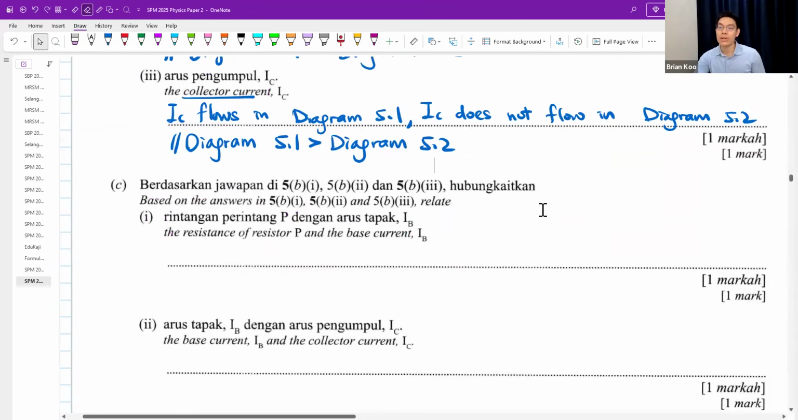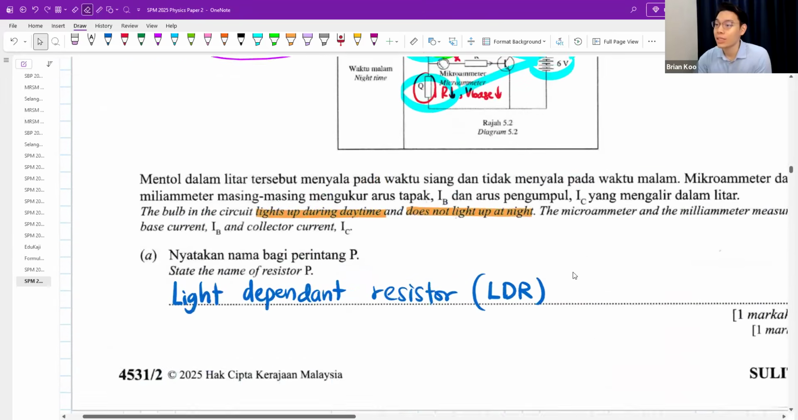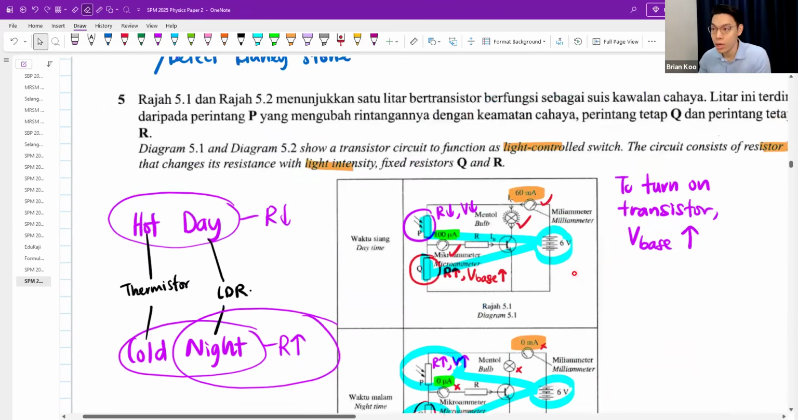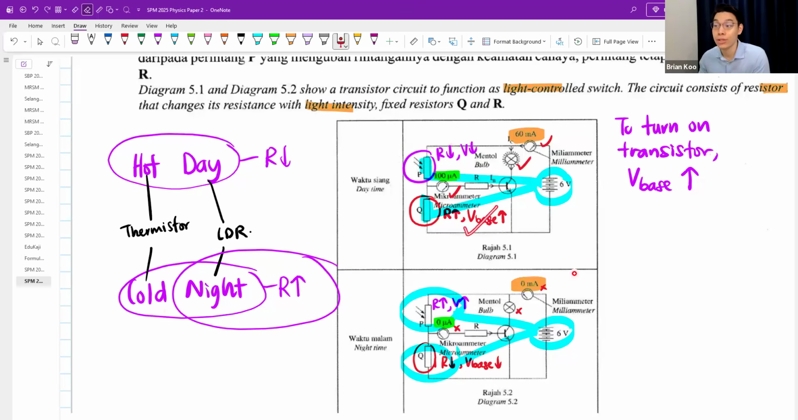Okay, but C, based on your answer in 5B1, B2, B3, relate the resistance of P and the base current. If resistance of P is lower, base current flows. That, if you ask me, is the best answer. Or if the resistance of P is higher, base current does not flow. Base current will be 0, does not flow. Maybe I write for diagram 5.1, resistance lower for P, then base current flows.